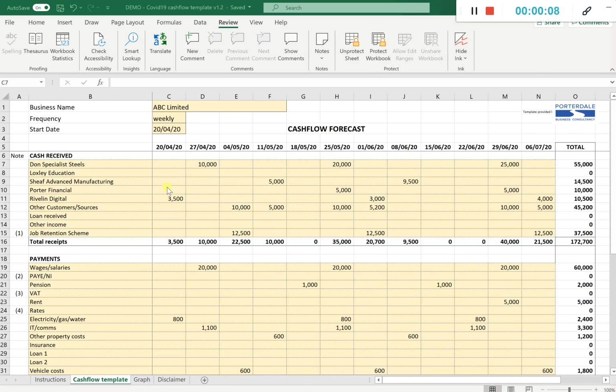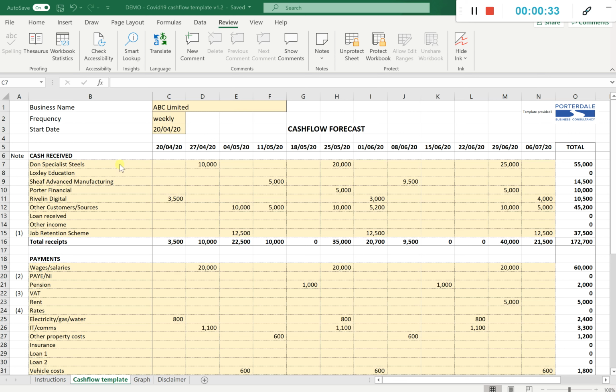In the last video we looked at just an overview of the template. In this one we're going to look at how we actually build the forecast up and use it. From the last one I explained that in the yellow cells we can put the input, and what I've done now is populated some of those cells and put some figures in with some headings, names, numbers.